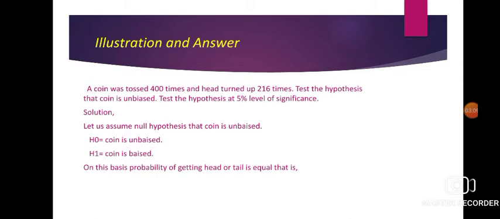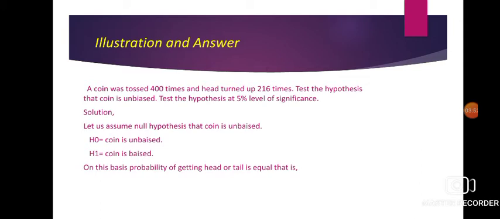A coin was tossed 400 times and head turned up 216 times. Test the hypothesis that the coin is unbiased. Test the hypothesis at 5% level of significance. The solution of this question is as under. Let us assume the null hypothesis that the coin is unbiased. Here H0 is the null hypothesis, that is, coin is unbiased, and H1 is the alternative hypothesis, that is, coin is biased.